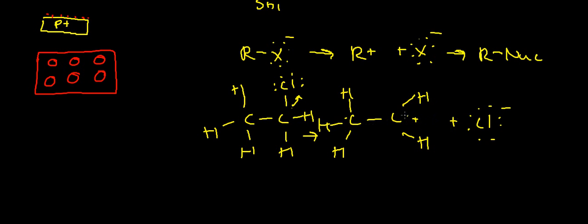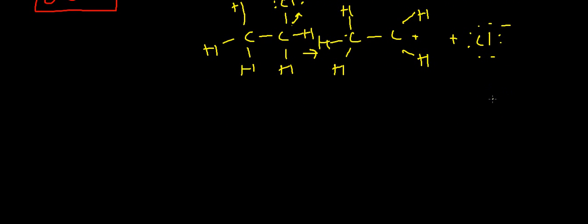So the chlorine leaves this carbocation. It's a strong electrophile is what they call it, and that means it has a strong tendency to draw electrons to it. So what happens is that a nucleophile will come along.